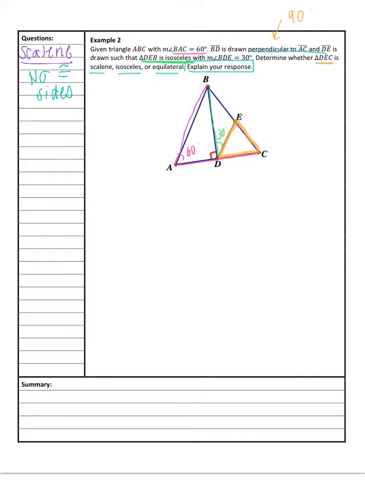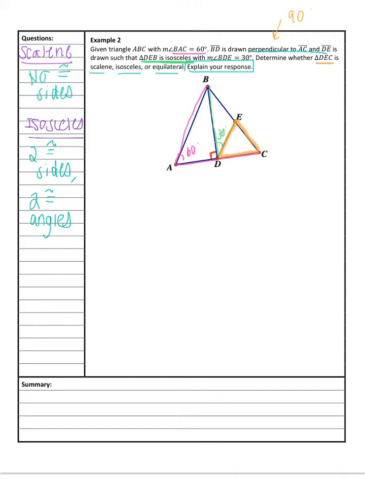We just talked about isosceles. This is a hard word for everyone to spell. I-S-O-S-C-E-L-E-S. Isosceles triangles. We previously talked about that has two congruent sides, which means it also has two congruent angles.